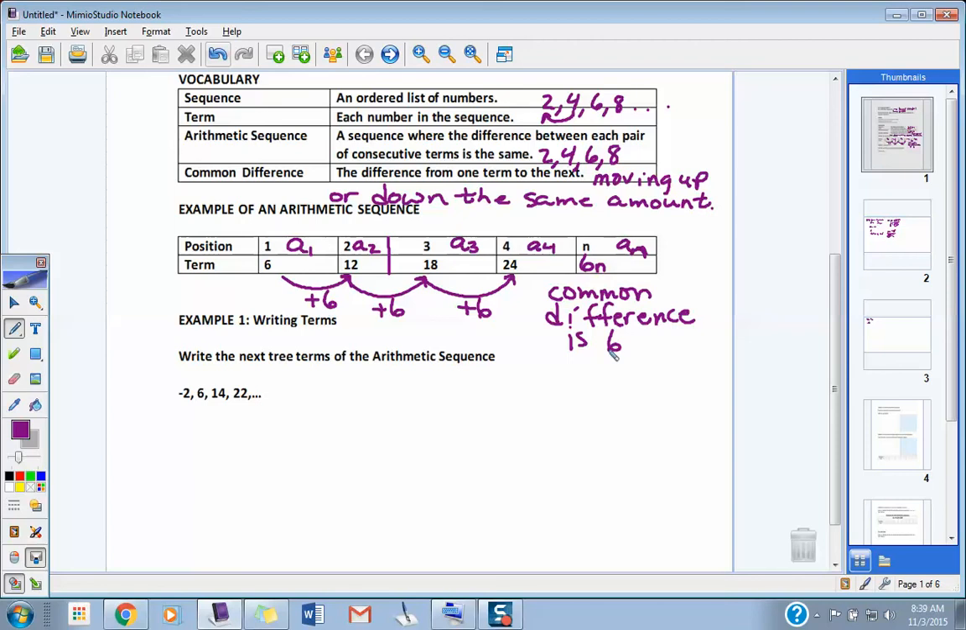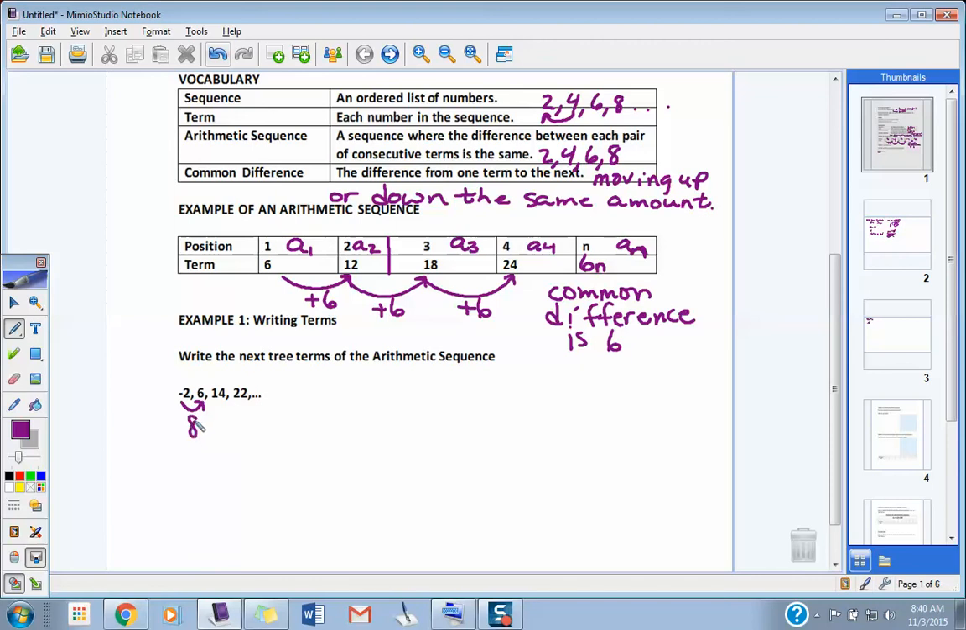All right, so let's see how good we are. Guys, in example 1 down there, it says write the next 3 terms of the arithmetic sequence. So we need to identify a common difference from term to term. So to go from -2 to 6, and then 6 to 14, and then 14 to 22. What's the common difference right here? Not 6. In this one right down here, example 1, how much am I going up by, from -2 to 6, guys?